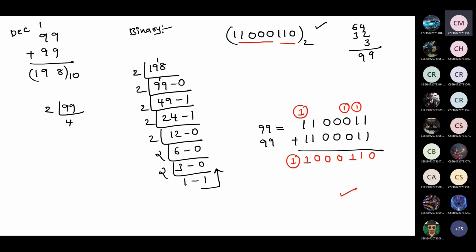Sir, can you explain this once again? One second. Okay. Tell me one question. Let me go with some small numbers first. So if I take 8 plus 9, generally 8 plus 9 is how much? 17. Now, how many bits should I use to represent 8?